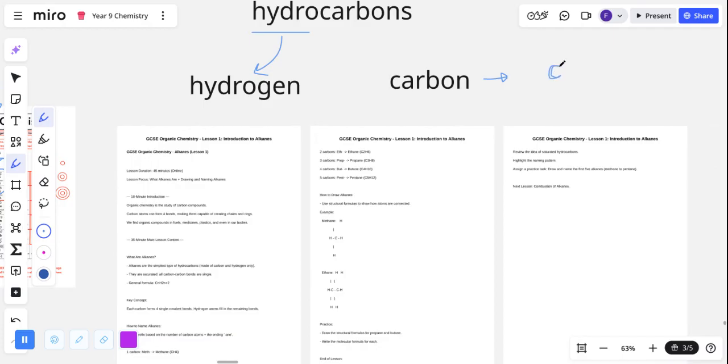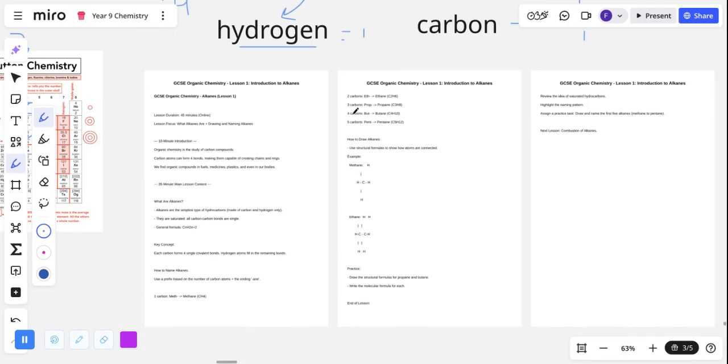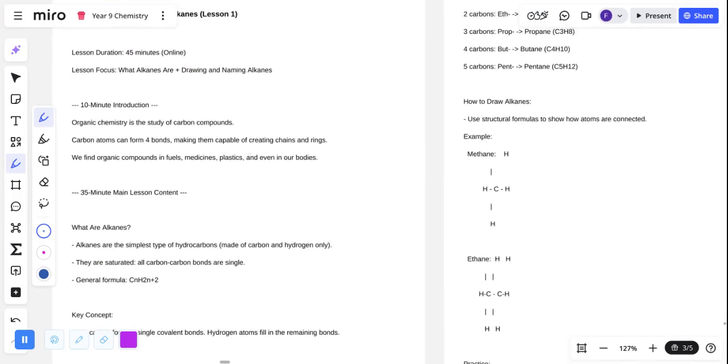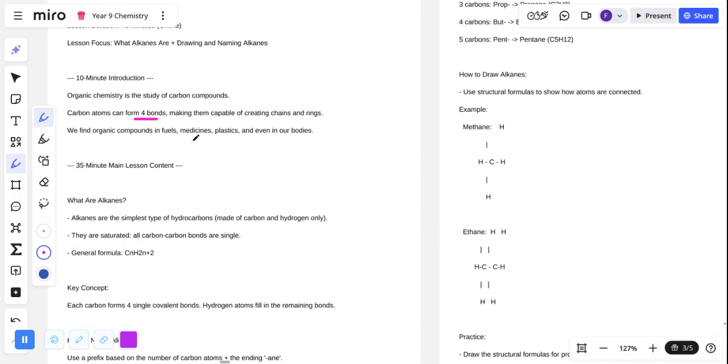And the way to draw it is I've got a carbon atom here. I have 1, 2, 3, 4 bonds. Hydrogen is H, and it's got 1 outer electron, it makes 1 bond. So we can attach them all together like Lego. So the key things that I've written up here that you need to know: carbon atoms form 4 bonds, and that allows us to make chains and rings. Hydrogen makes 1 bond. Okay? We find them everywhere. Fuels, medicine, plastics, in here, in yourself.